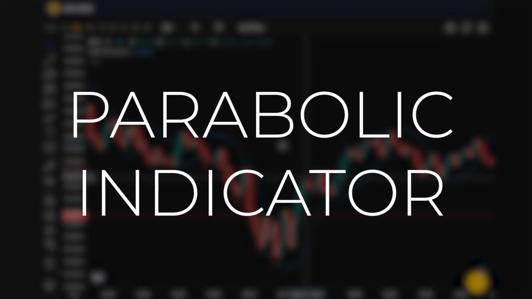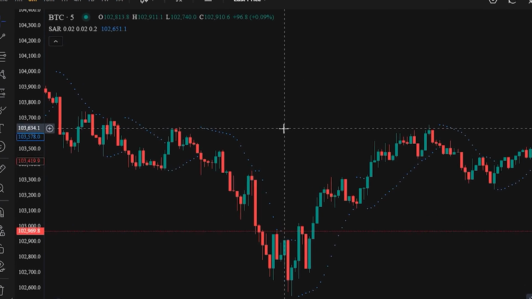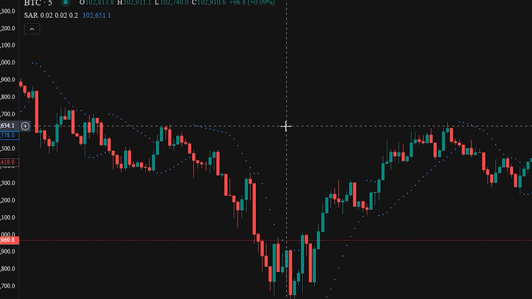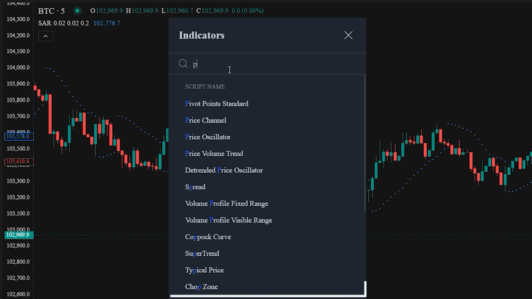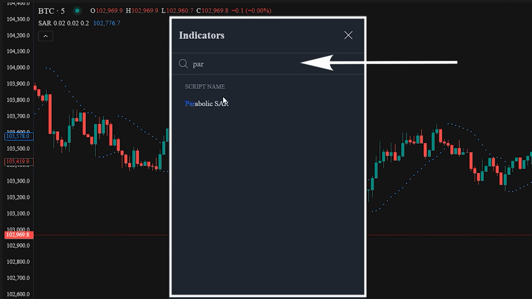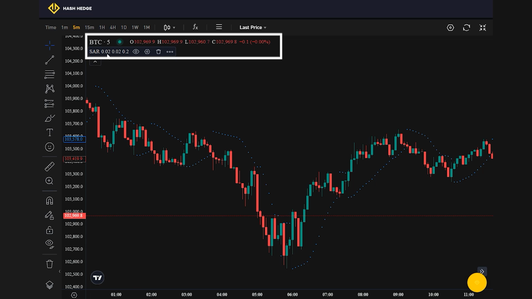Then the next indicator is the parabolic indicator. This is a trend indicator that is plotted directly on the chart. To add it, you need to enter parabolic in the search bar for technical indicators. And we use it also with standard settings, those that are available by default.